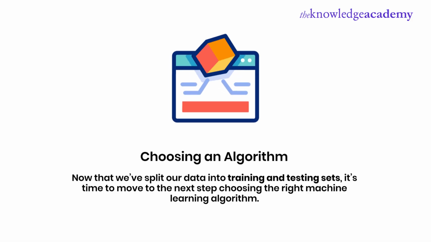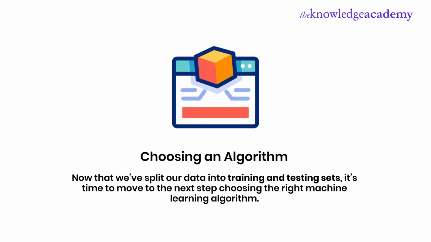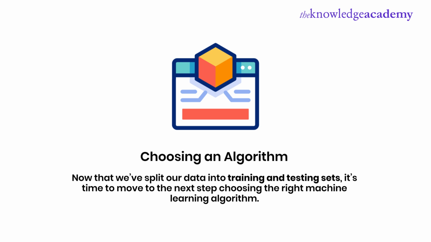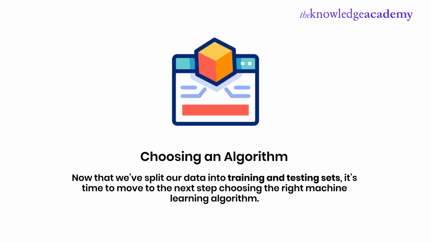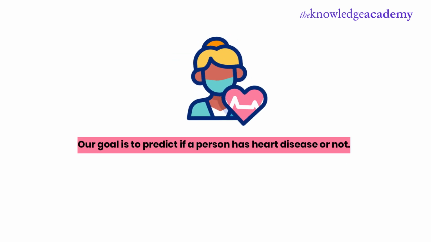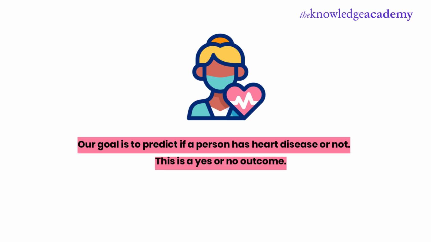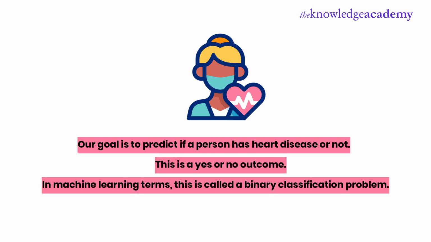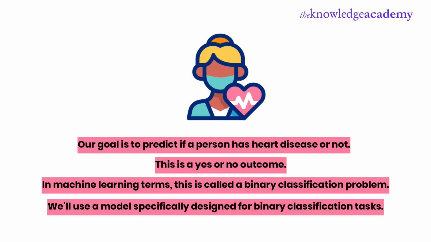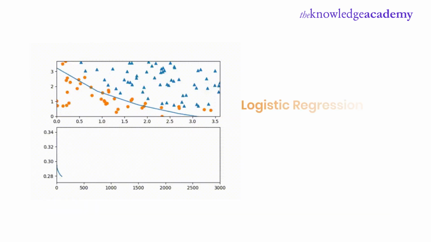Now that we've split our data into training and testing sets, it's time to move to the next step, choosing the right machine learning algorithm. Since our task is to predict whether a person has heart disease or not, which is a yes or no, or in other words, a binary classification problem, we'll use a model that's designed for exactly this kind of task. So, for this project, we'll go with logistic regression.